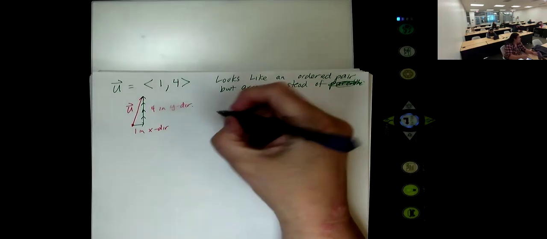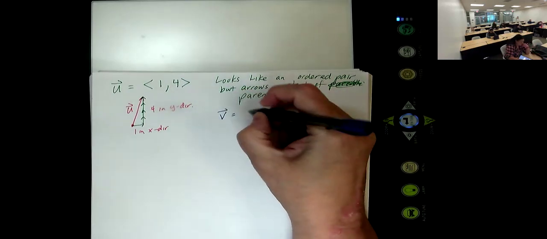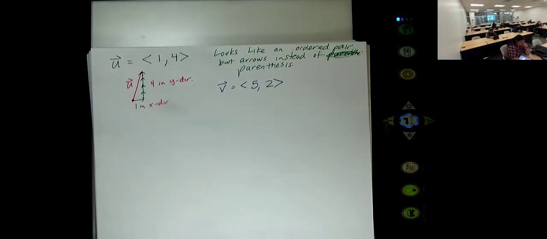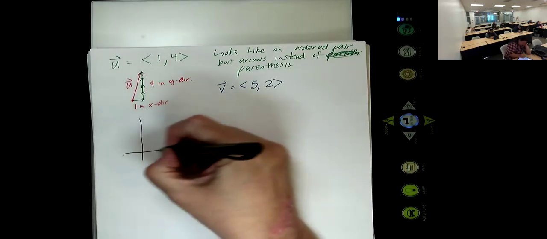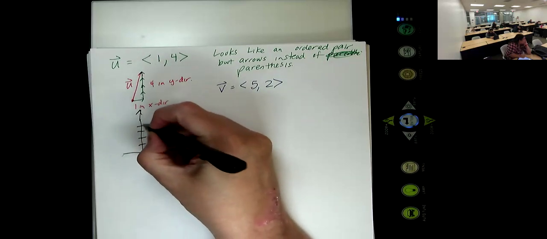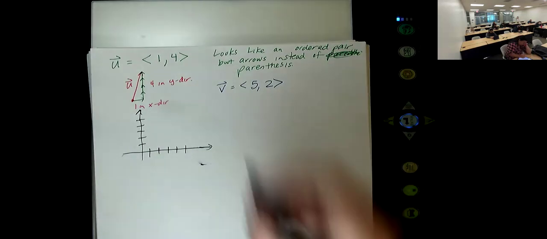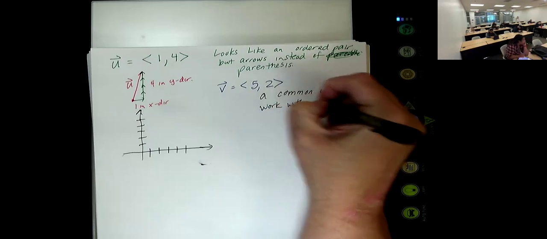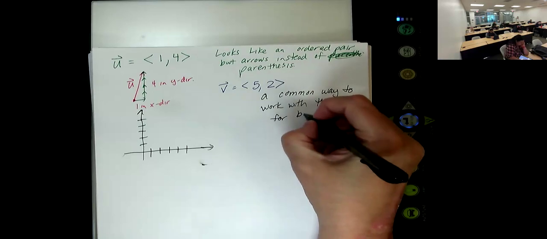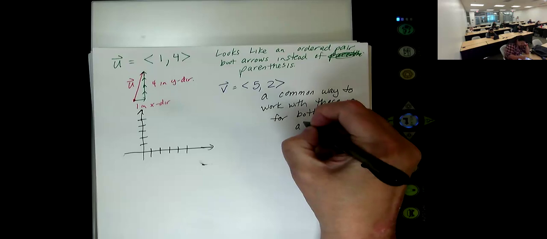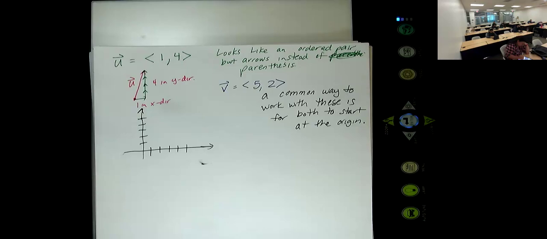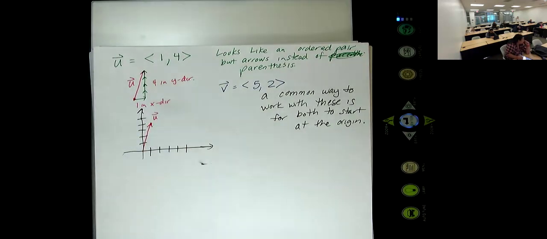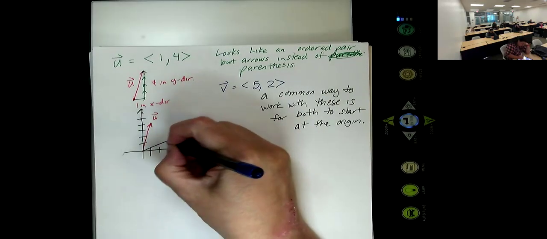So I'm gonna use B as well, because we're gonna do some vector addition and talk about subtraction. Let's say B is 5, 2. A common way of working with this is having them both start at the origin. That was vector u. And that was vector b.